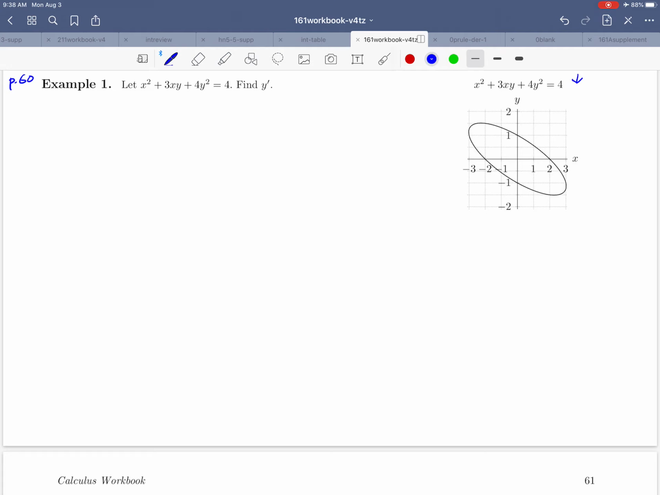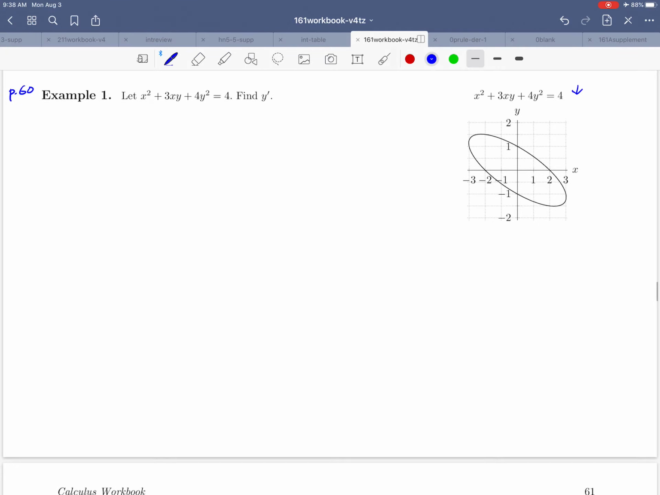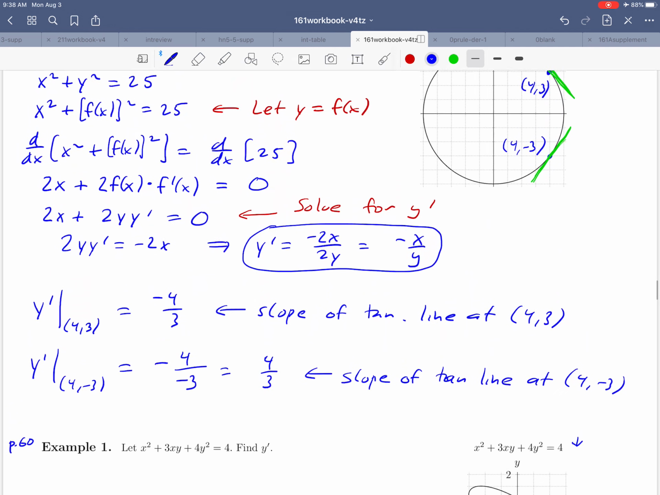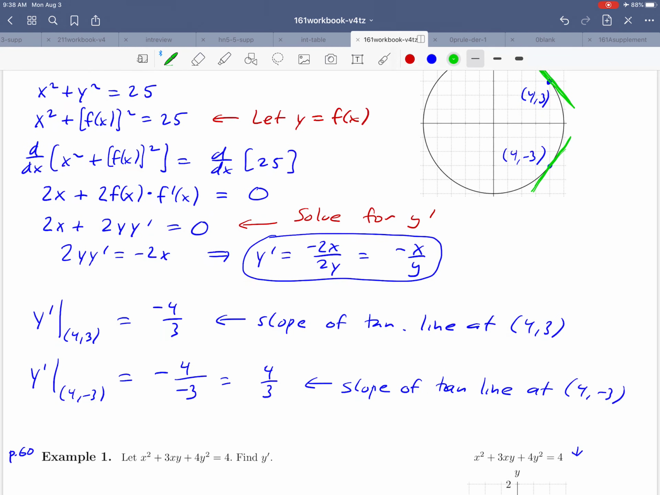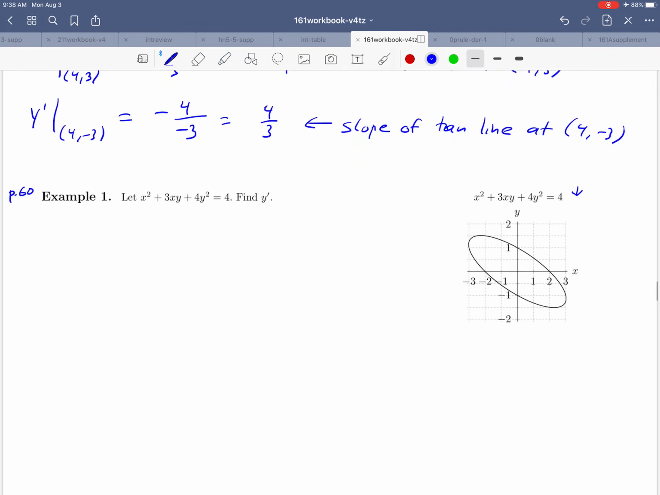Okay, so before we dive into the problem, let's just review the key steps. We're going to be following the same process that we did in the preliminary example. Let's scroll up and just remind ourselves what the key steps were. We started in this problem by letting y be f of x to remind ourselves that the variable y is representing maybe several different functions. Then we took the derivative of both sides with respect to x. We did some algebra. And then the last step was to algebraically solve for the derivative. Those are the three main steps that we're going to do in this problem.